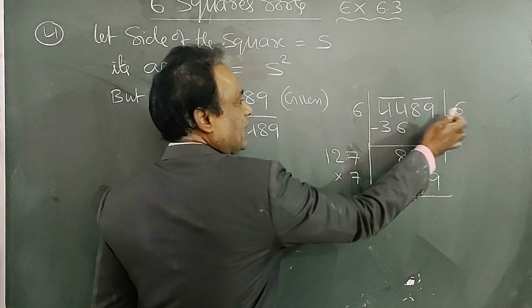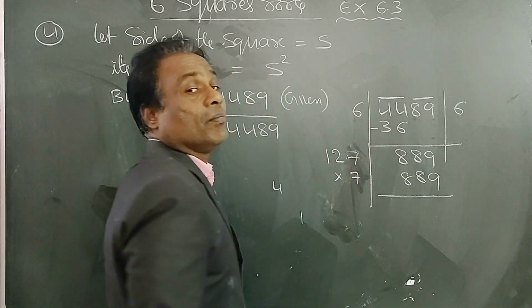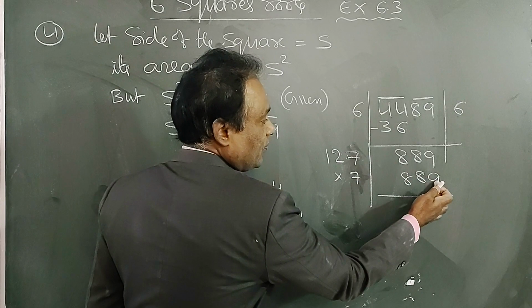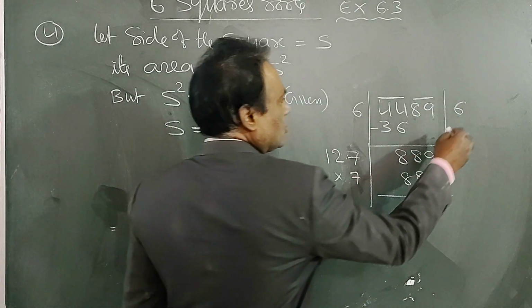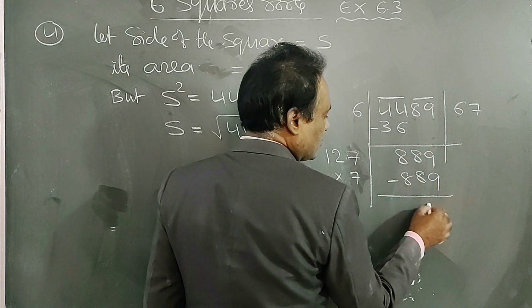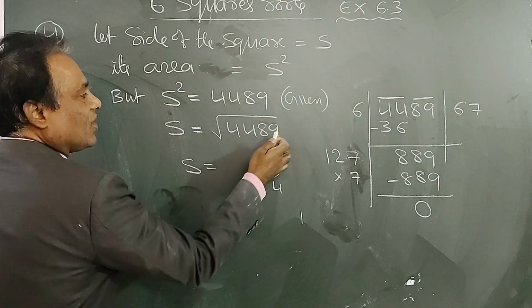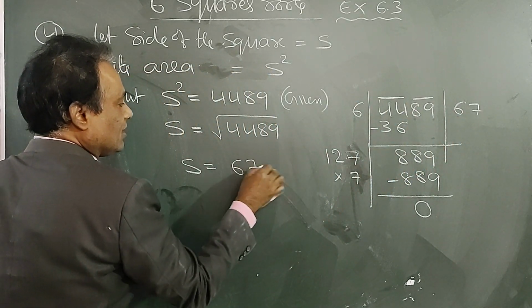See, 6 plus 6 is 12. Write a number here and multiply by the same number. If we write 7 and multiply with 7, 7 7s are 49. So 127 into 7 is 889. So what number did I take? 7. Now subtraction, this is 0. Therefore, the square root of 4489 is 67, the answer.